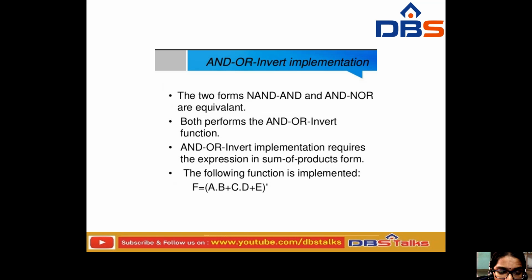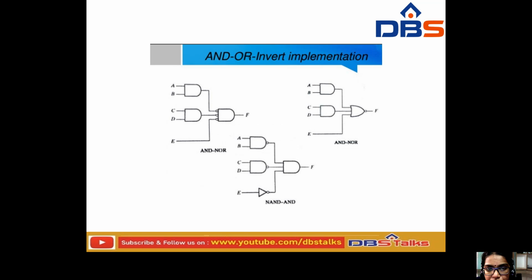See, this is the AND-OR-invert implementation. These two forms, NAND-AND and AND-NOR, are equivalent. Both perform the AND-OR-invert function. So the AND-OR-invert implementation requires the expression in the sum of products form. The following function is also implemented, that is F is equal to (A into B plus C into D plus E) whole dash. So this is the AND-OR-invert implementation.